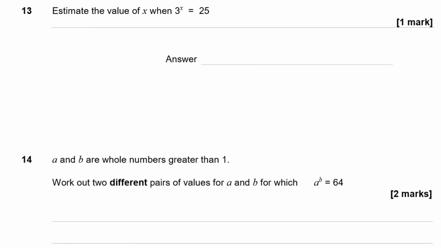Question 13. Estimate the value of x when 3 to the power of x is equal to 25. Well, what have we got? I know that 3 to the power 1 is 3. I know that 3 squared is 9. And I know that 3 cubed is 27, which is a little bit more than 25. So I imagine then that 3 to the power of something slightly less than 3 is going to give me 25 then. Let's say x is 2.9, something like that. I think that sounds about right.